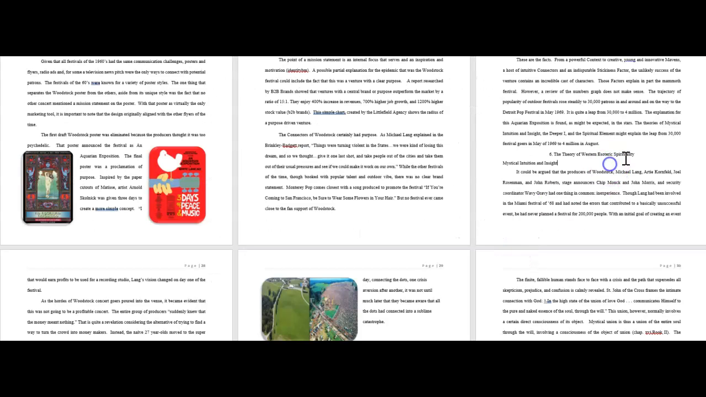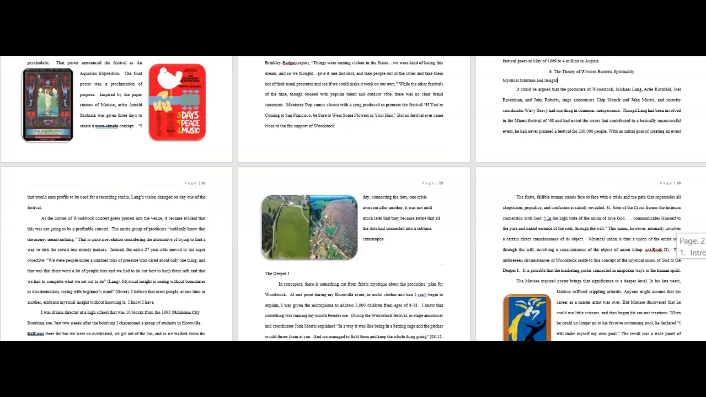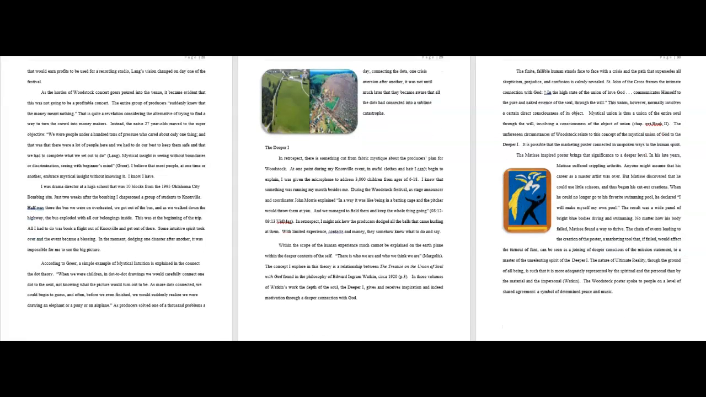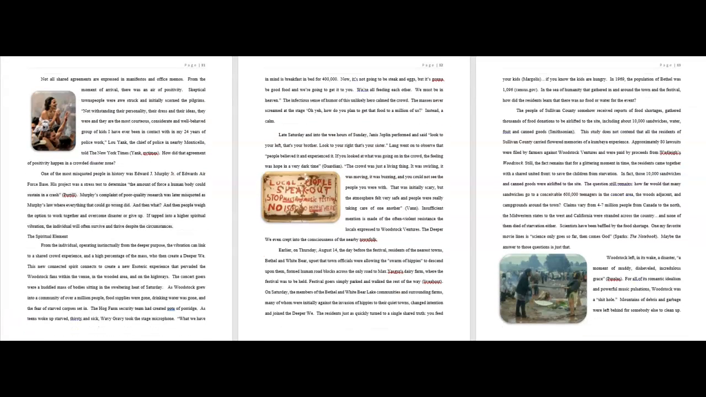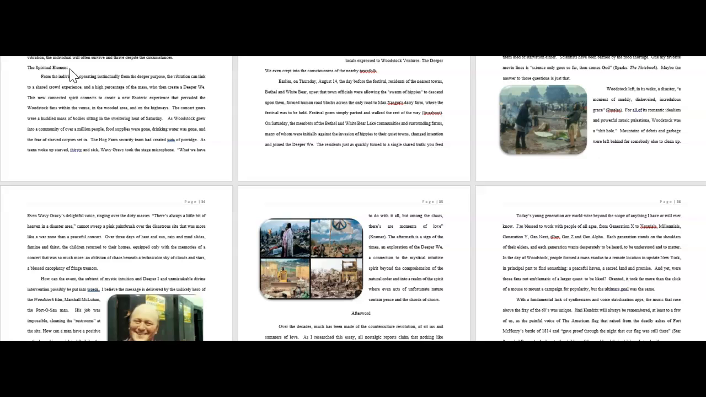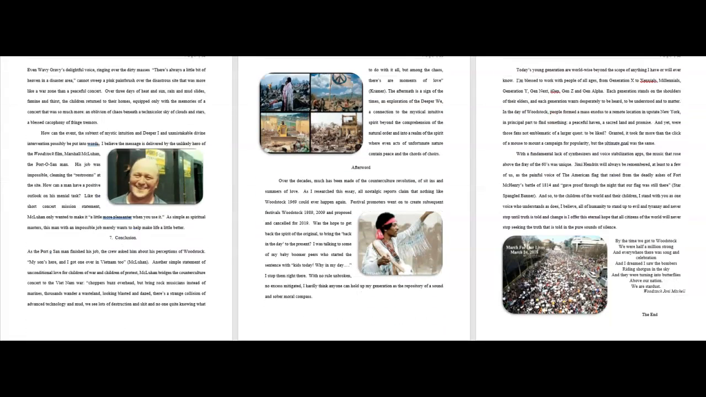Here is the section on the theory, and this is what I put together, Western esoteric spirituality. So this was the sections, mystical intuition and insight, that little section. And then we come down to the next section, the deeper I, which we then make into the deeper we throughout this little conversation about that. And then the next section, and there is a spiritual element. And after we've covered all that information, we have the conclusion.